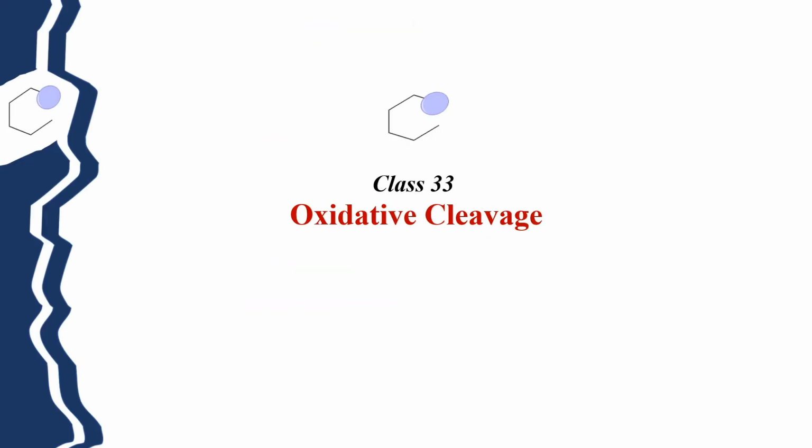So with this we end this class. In this class we have learned about the Saegusa oxidation, selenation and SeO2 based transformations. In the next class we talk about oxidative cleavage. So thank you for listening.